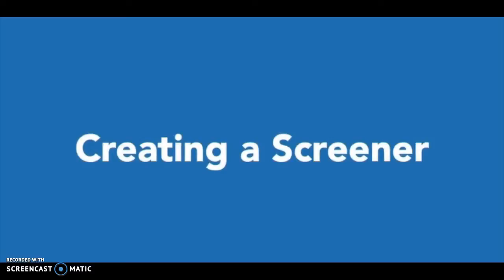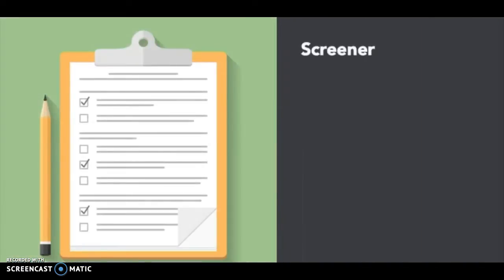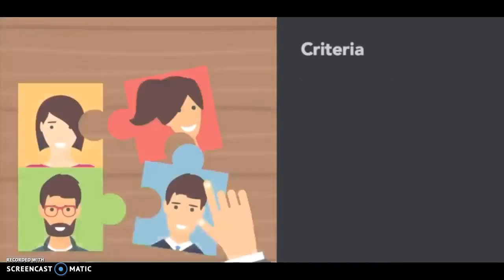So, like I said before, in order for you to succeed, you need to create a screener. And what is that? All right. A screener is a document used to screen people in order to determine if they fit the criteria you need for your study. And this is called inclusion and exclusion criteria.